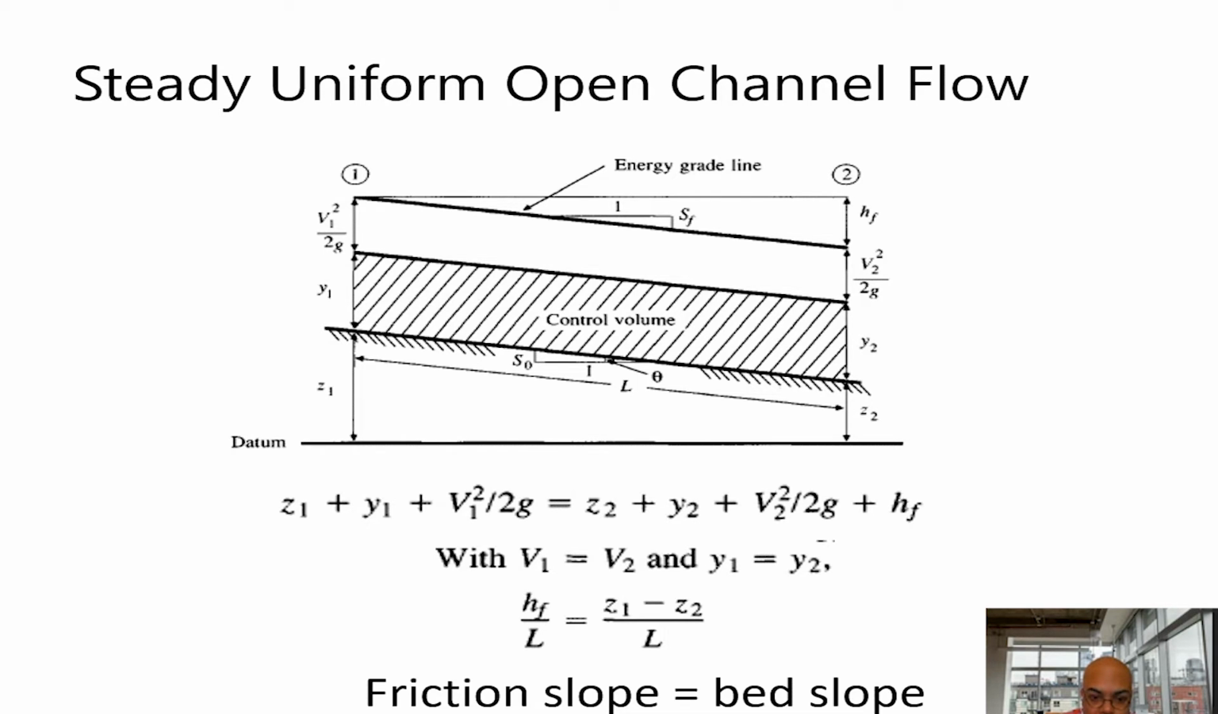Since the cross section and flow depth are constant, the velocity is also constant at both sections. V1 is equal to V2. So when we apply this in this equation, we get HF by L is equal to (Z1 minus Z2) by L. This HF by L is the slope of the energy line, whereas (Z1 minus Z2) by L is the slope of the channel bottom. So for steady uniform open channel flow, the frictional slope is equal to the bed slope.